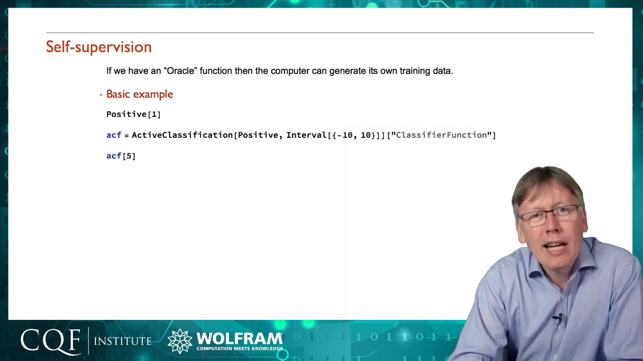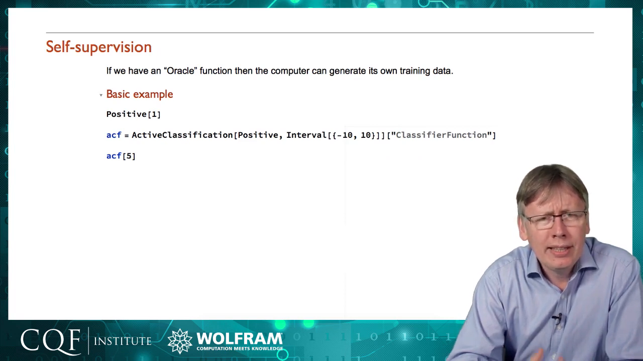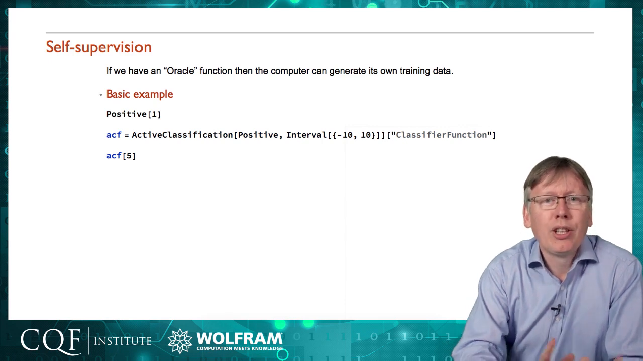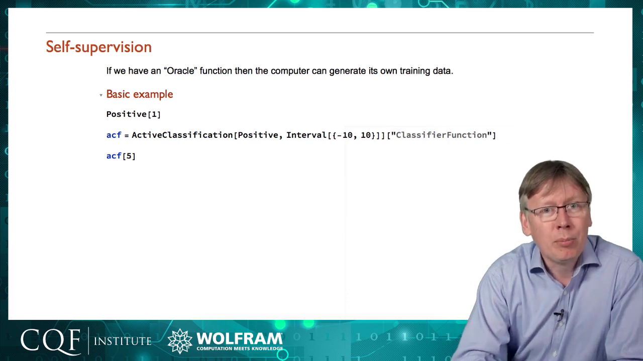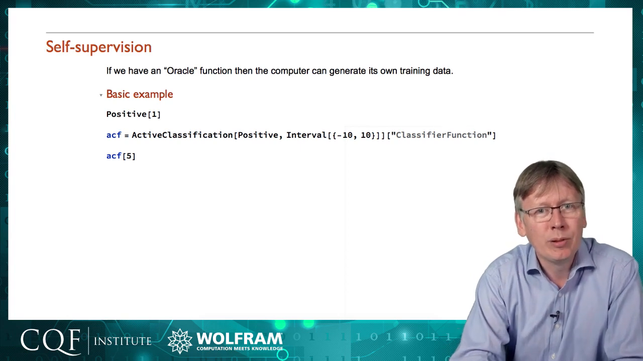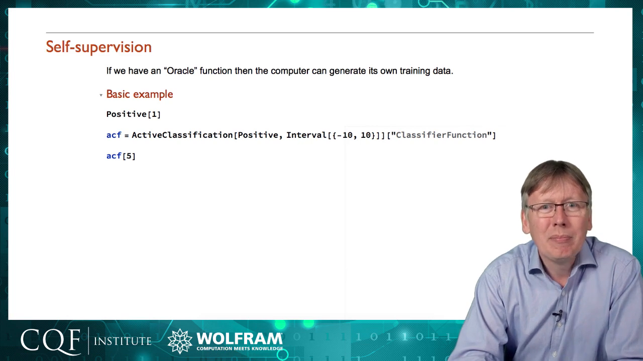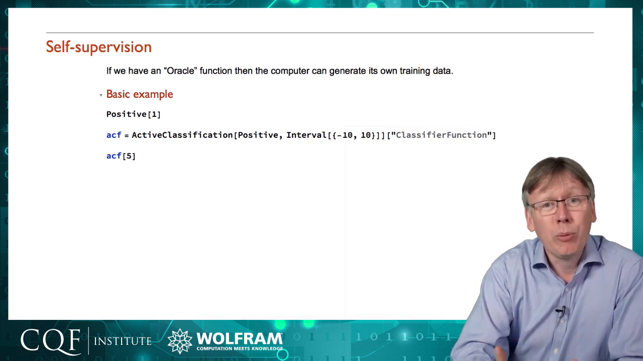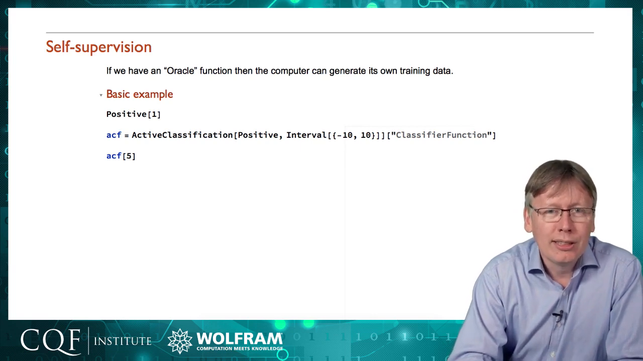Now, there is a sort of grey area of supervision, which is self-supervision. And that is if you can give the computer an oracle function, a function that can always tell the truth, then you can make it generate its own example data, and it can gain experience on its own without you having to feed it data collected from real-world experiments. Now, that might seem a little pointless. If you've got an oracle function, then surely you would use that rather than machine learning. But it is still useful if your oracle function is extremely expensive.